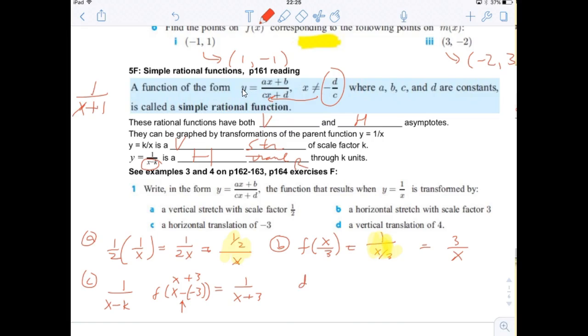Now we're going to do D, a vertical translation of 4. So remember, a vertical translation, basically what you do is you take the original function and you just add the translation factor. So we'll have 1 over x plus 4. Okay? So that's it.